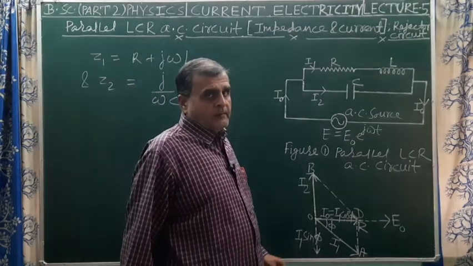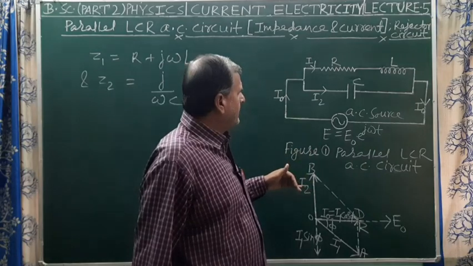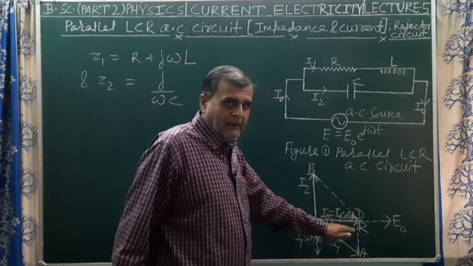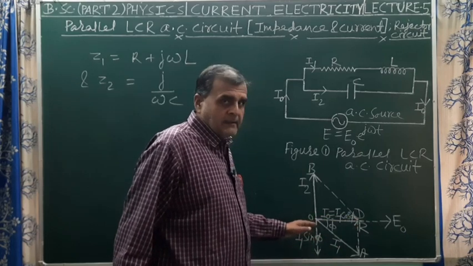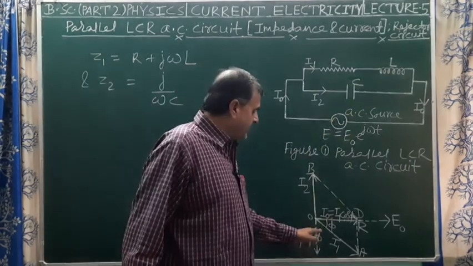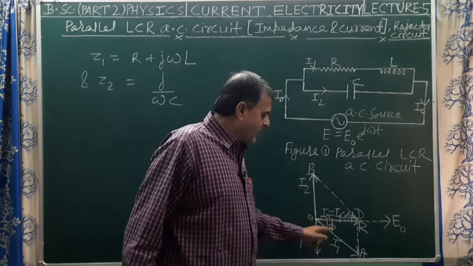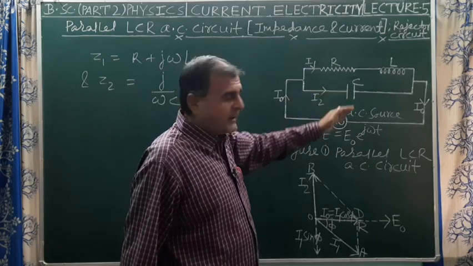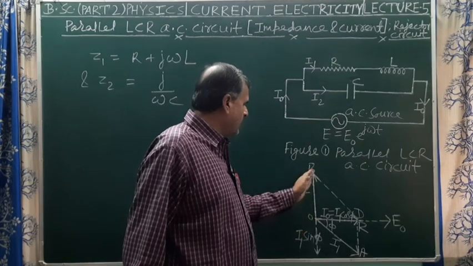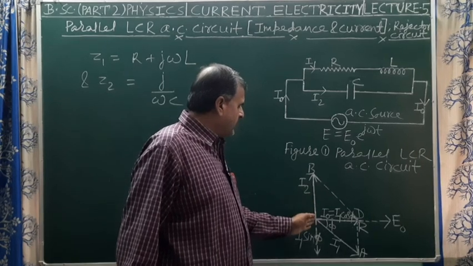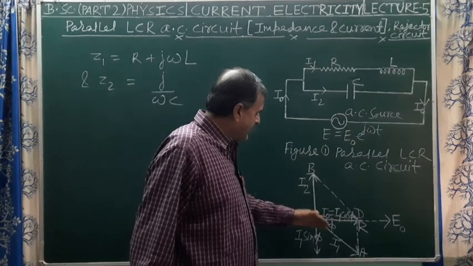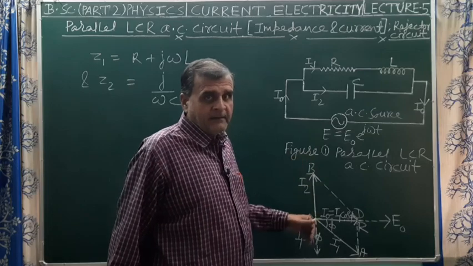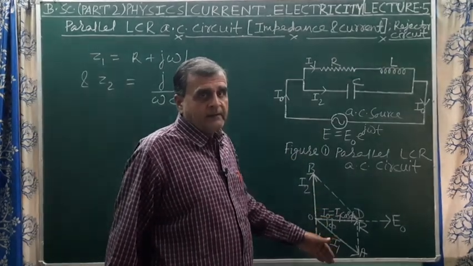So the source current I0, or resultant current I0, will be represented by the diagonal OD of a parallelogram formed if current I1 in the inductor branch is represented along OA, and current I2 in the capacitor branch is represented by OB, and the resultant of I1 and I2 will be the vector sum of I1 vector and I2 vector, treating them as phasors.